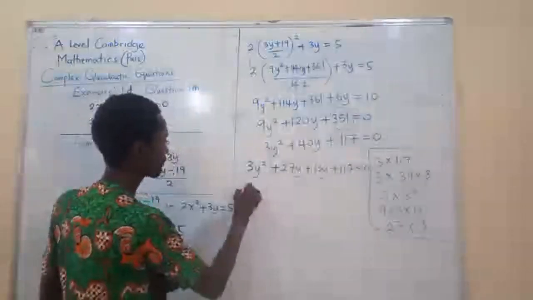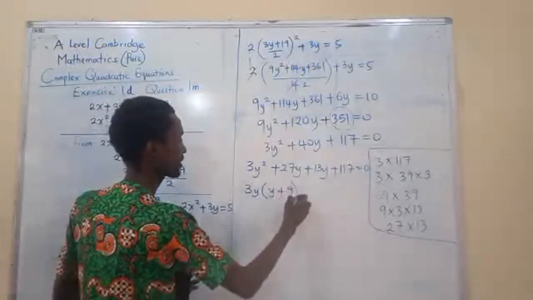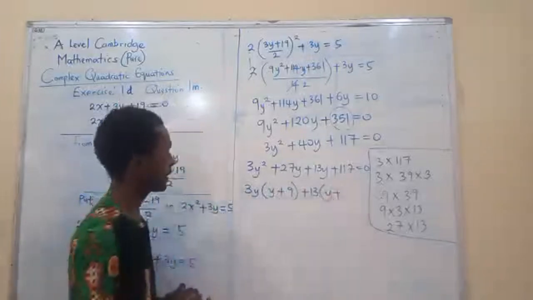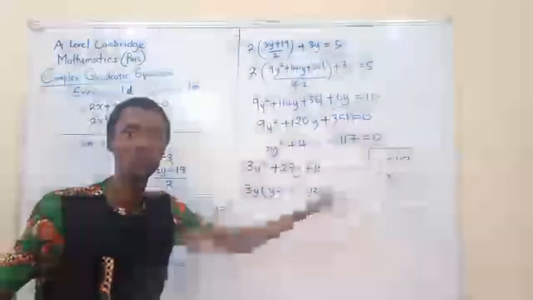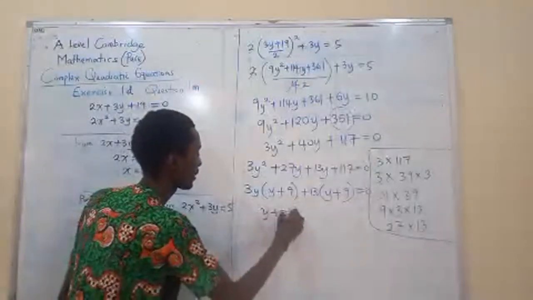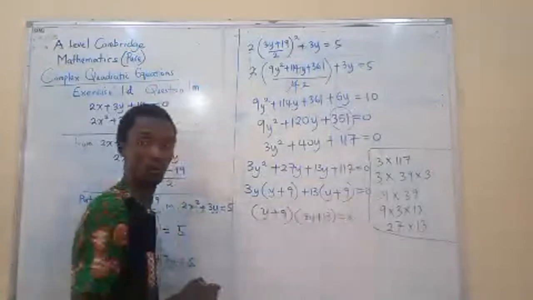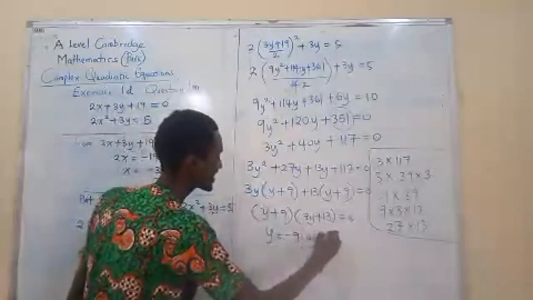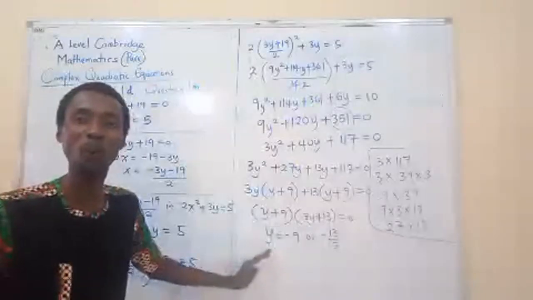So what do you have? 3 can divide this, and I have 3y into y plus 9. 13 can go here. I'm going to have y plus 9. Now, the trick here is what you are getting here is what you're going to get here. So with that, I'm going to have y plus 9 into 3y plus 13 equal to 0. Which means that y will be equal to negative 9 or negative 13 over 3. I have obtained the values for y.